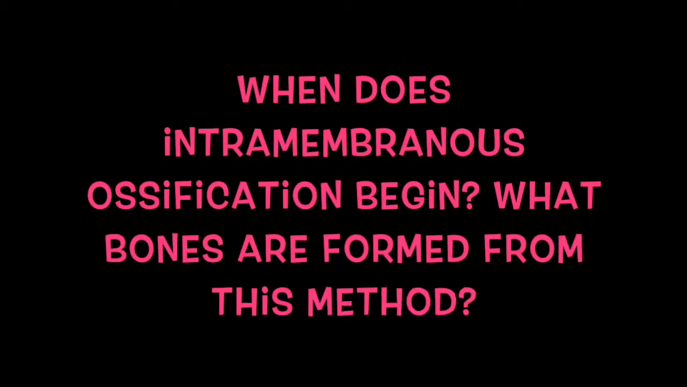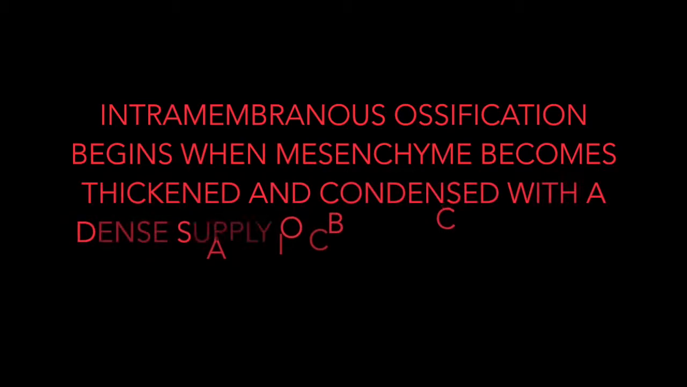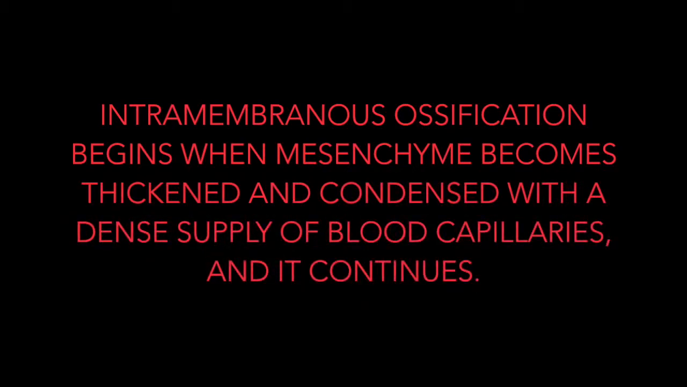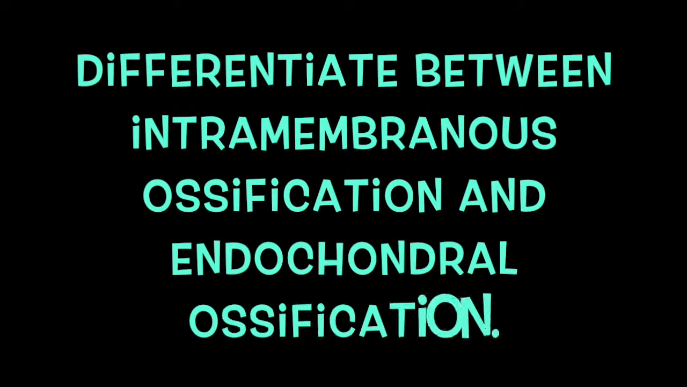When does intramembranous ossification begin? What bones are formed from this method? Intramembranous ossification begins when mesenchyme becomes thickened and condensed, with a dense supply of blood capillaries, and it continues. Bones that are formed are flat bones of the skull, some facial bones, the mandible, and the central part of the clavicle.